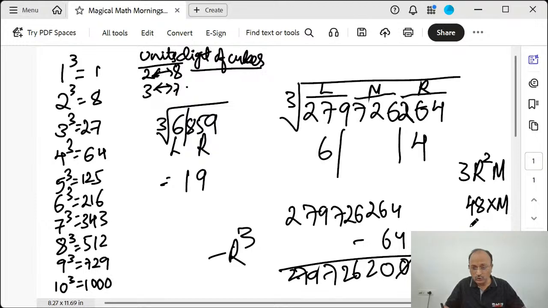Now, what should you multiply to 48 so that its unit digit should come as 0? We should multiply with 5, correct? 8 5s are 40. Any other digit will not get 0. So we are taking that as the middle digit. m equal to 5, correct? 8 5s are 40, then you got it as 0.